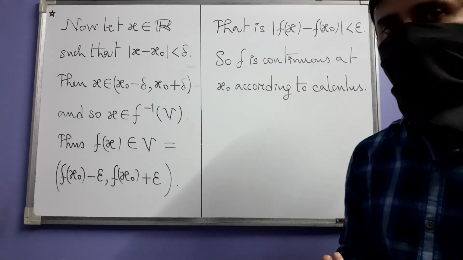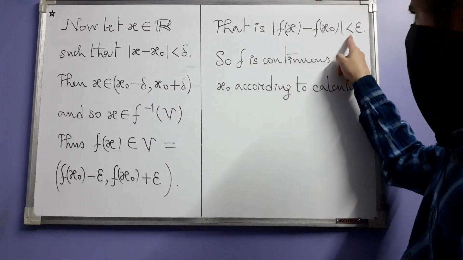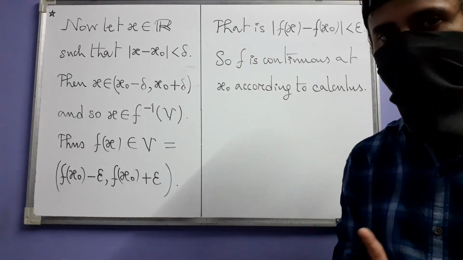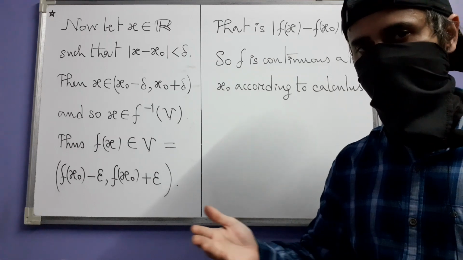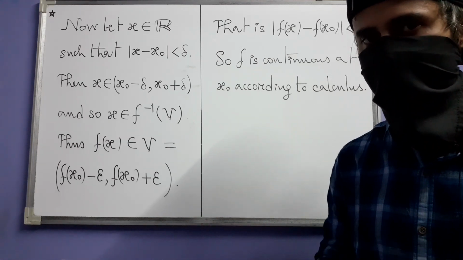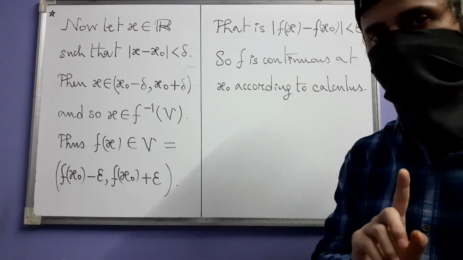So now you are finally there. If this is true, then it implies that this is true. So that means f is continuous at x0 according to calculus. But x0 was any real number, so that's why f is continuous at every point of the real line according to the calculus definition of continuity, which means f is continuous according to calculus.